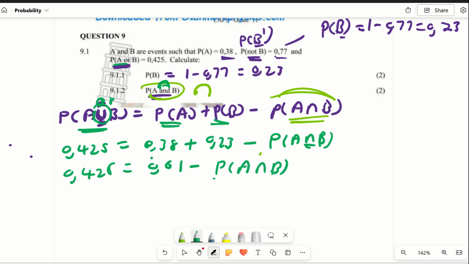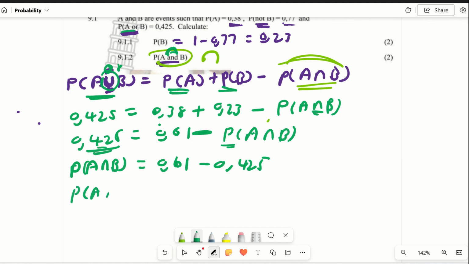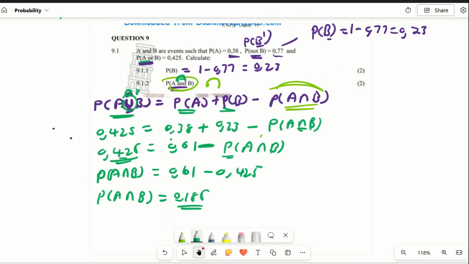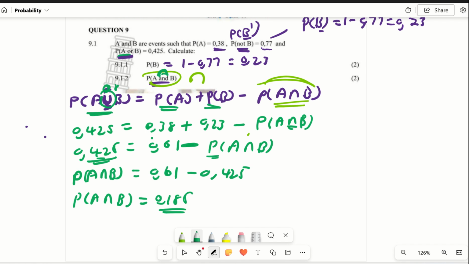All right, so remember that we're looking for the probability of A and B. Since this is minus here, we could just take it to the other side so that it's positive. And then we take this one to the right hand side so that it joins the other number and becomes negative when it goes to the other side. Therefore, the probability of A and B equals how much? Can you guys tell me? 0.185. Proper stuff.